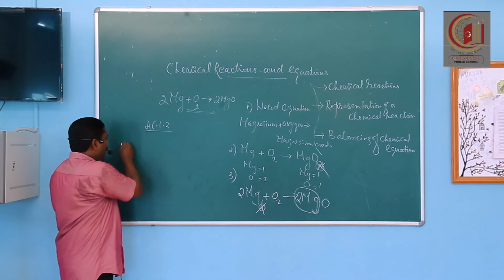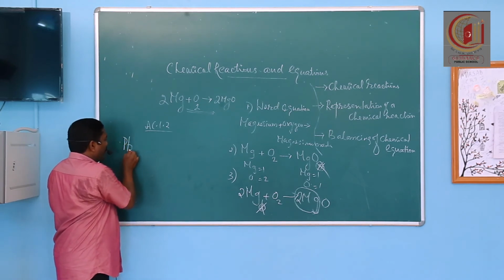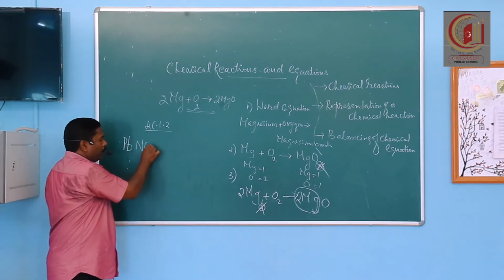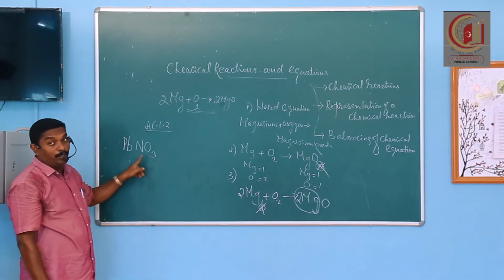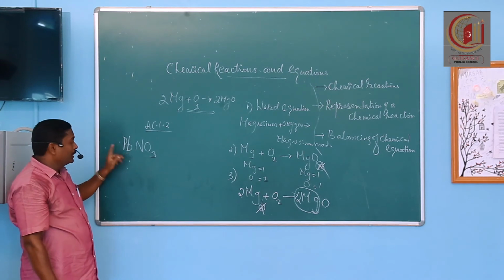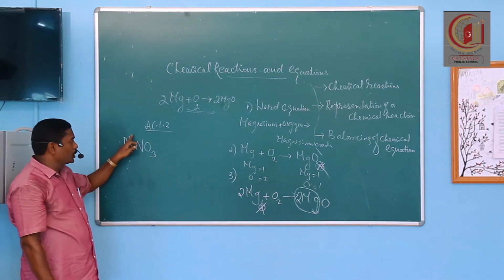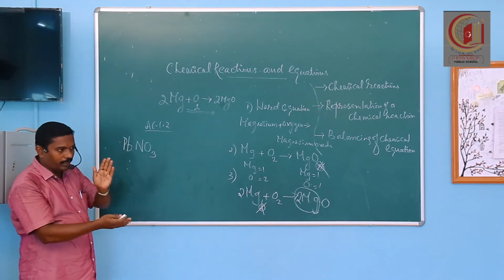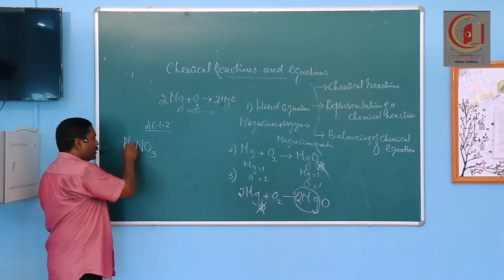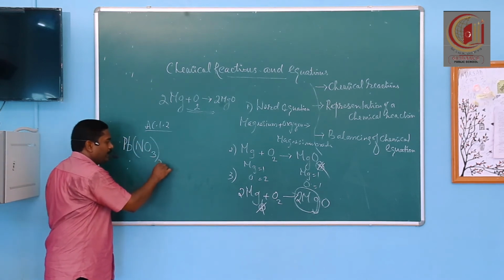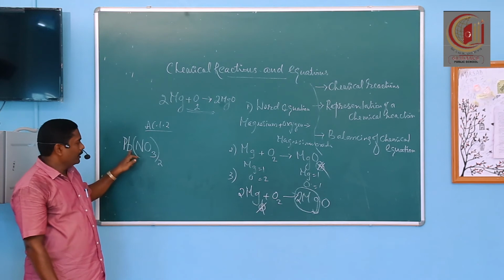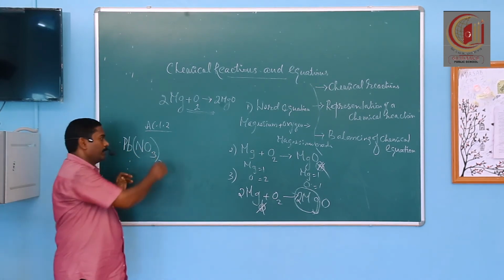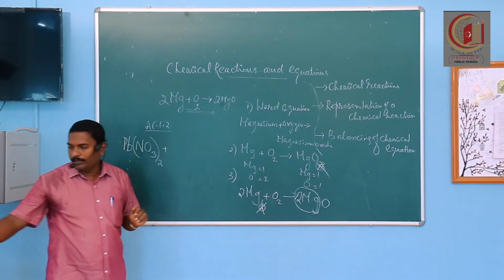What's the formula of lead nitrate? Lead is Pb, nitrate is NO3. As we know, the valency of lead is 2 and that of NO3 is 1. So by crisscrossing the valency numbers, we get Pb(NO3)2. Am I right? Lead nitrate is Pb(NO3)2. Then plus, what's the next one?